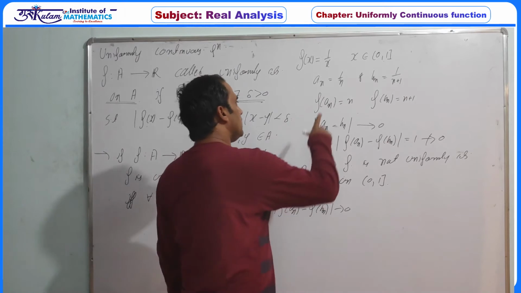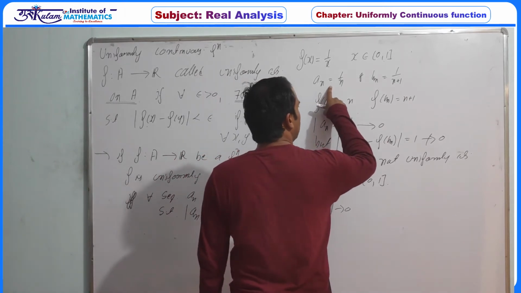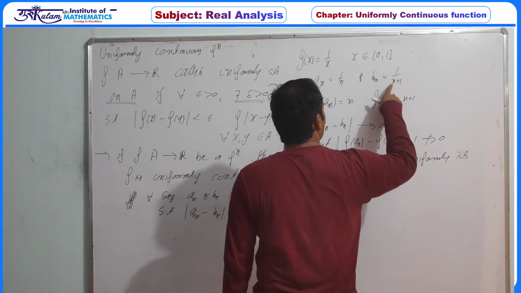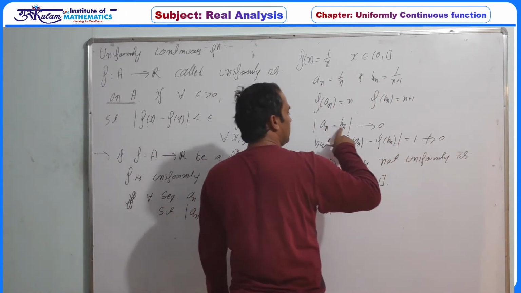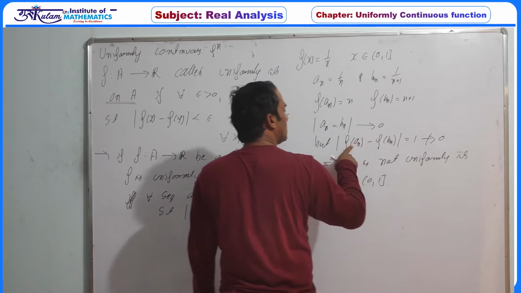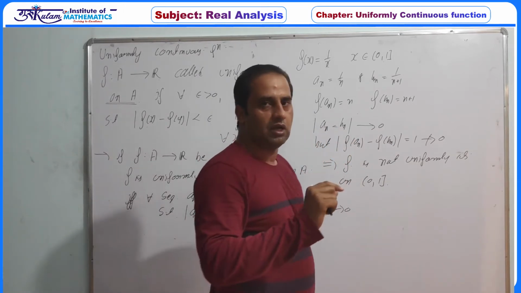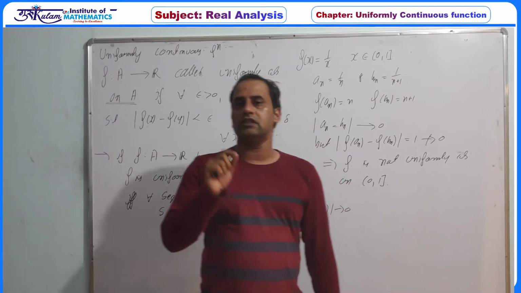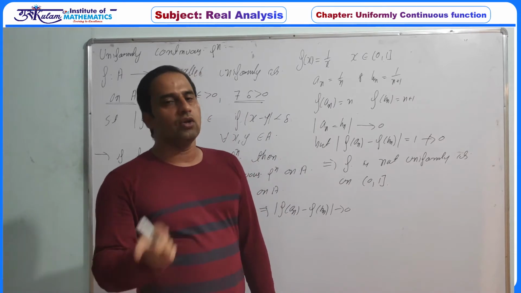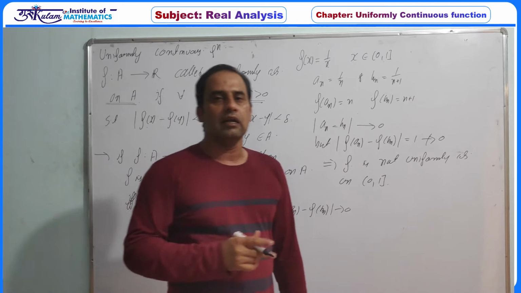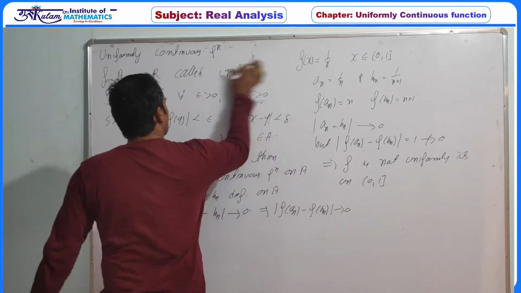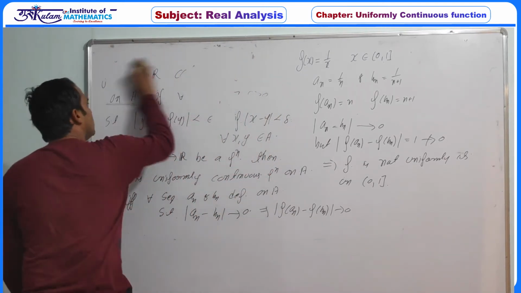or we can also use any A in which 0 is a limit point. Then definitely we can define a sequence of the form 1/n and b_n of the form 1/(n+1), which converge to 0, so a_n minus b_n also converges to 0, but the image difference does not converge to 0. So on any region in which 0 is a limit point, this f(x) = 1/x is not uniformly continuous. So we can write down the general case for f(x) = 1/x.